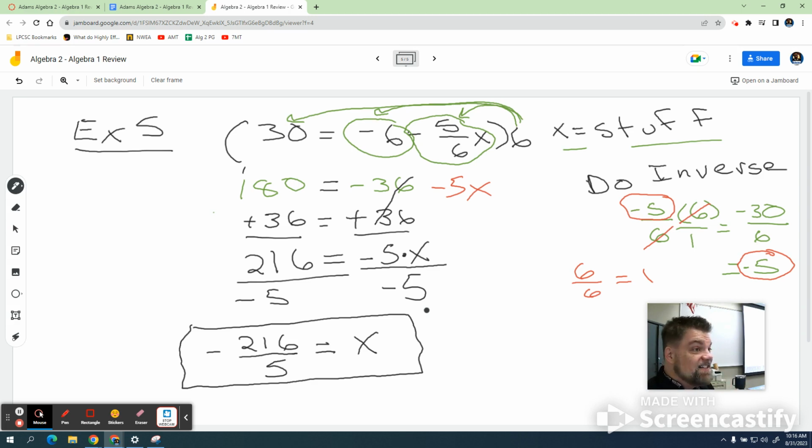No, so yeah, and that's the other thing too. In Algebra 2, we want to leave it as a fraction, okay? We want it to be a simplified version of the fraction, but we want to leave it as a fraction.